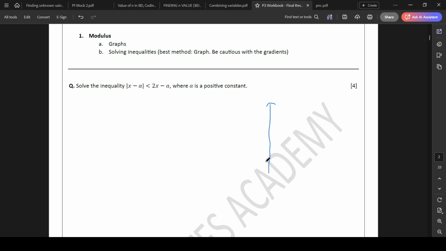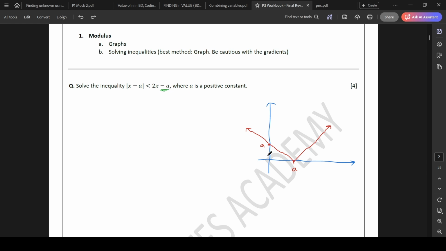So I'm going to go ahead and plot my graph and say that something like this. This is my A and this is also my A. Now, let me go ahead and plot the straight line 2x minus A. I just need to be cautious over here. The line should be steeper as compared to the graph over here.